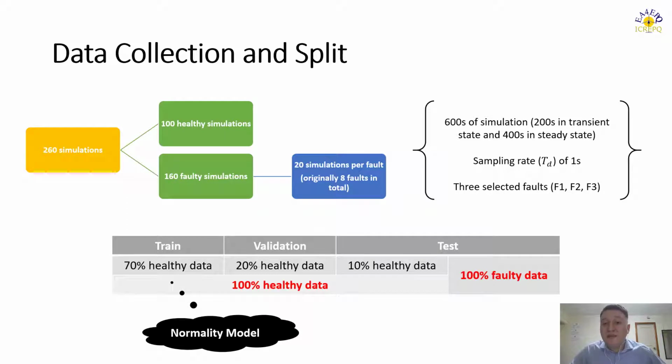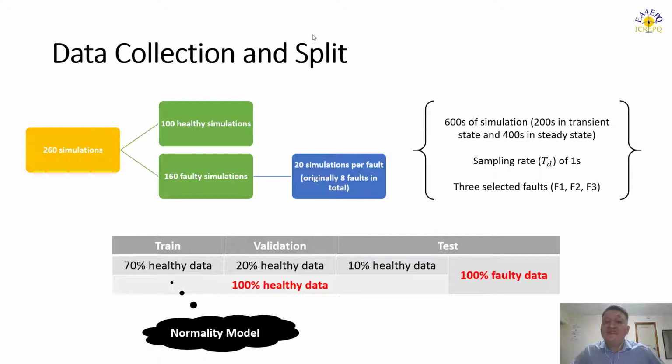Each simulation has a temporal window of 600 seconds, of which the first 200 seconds correspond to a transient state. That's the data we don't use, while the last 400 seconds correspond to a steady state. That's the data we use instead. Recall also that the data were downsampled to a period of 1 second, with which we set the frequency as in a SCADA system.